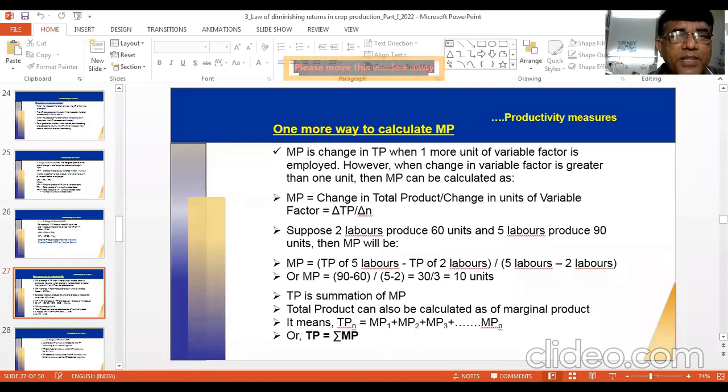Otherwise, TP is the summation of all MPs, the marginal products. Total product can also be calculated from marginal product. If you know the marginal products of different units, you can calculate the total product also. So total product is equal to the summation of all MPs.